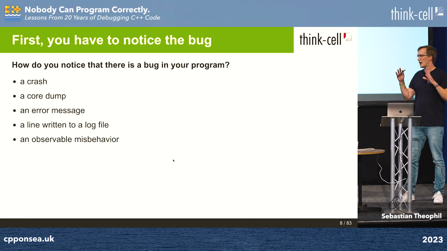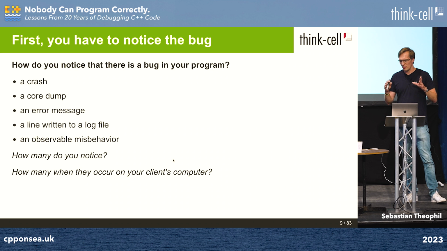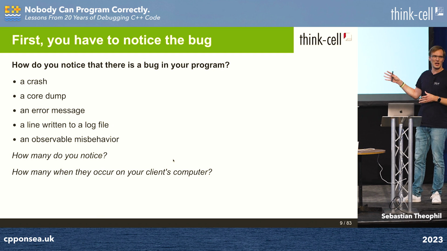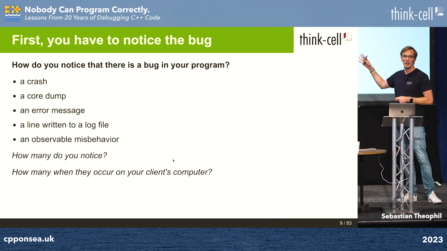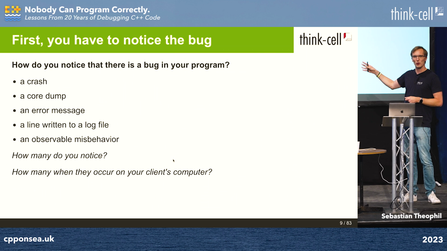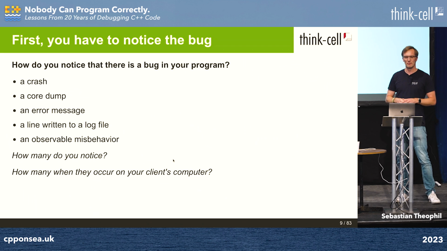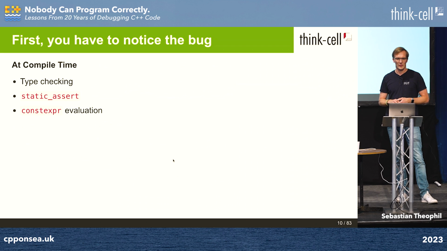And we want to know when that happens. And specifically, we want to notice when that happens only on a client computer. It's easy if it happens on my machine. I can just look into what's going wrong. But what happens in your case when that occurs only on a client's machine? Do you notice all these kinds of bugs? Are you notified somehow? So that's the problem we have to solve first.